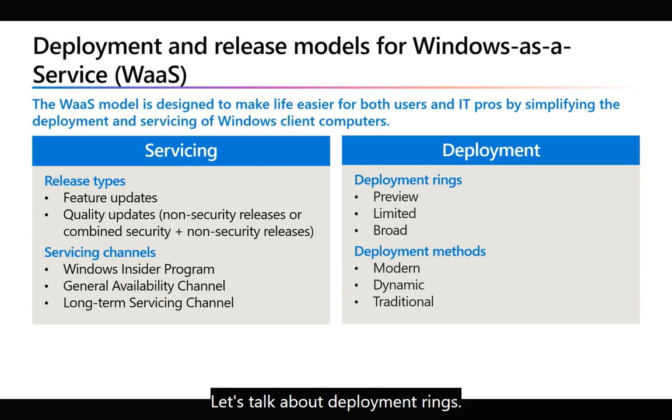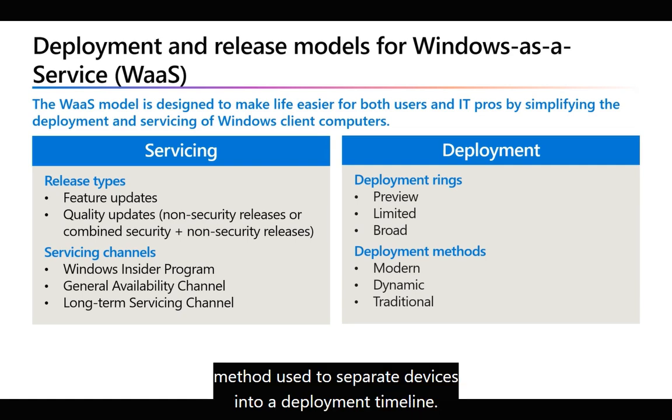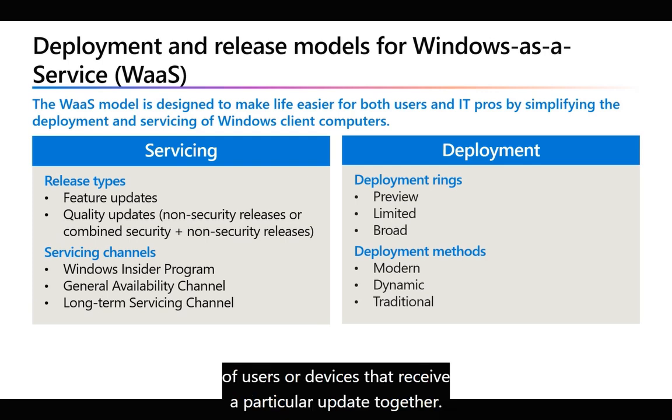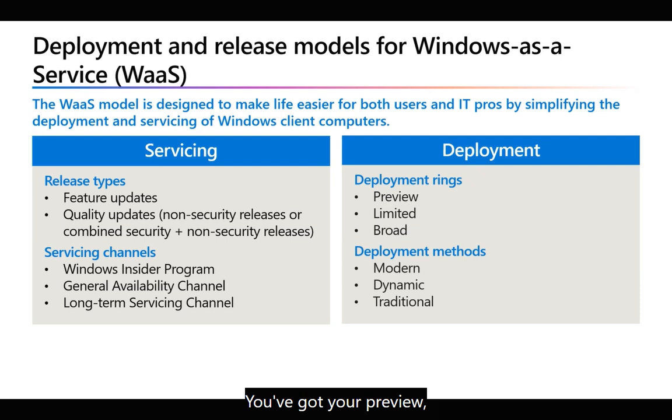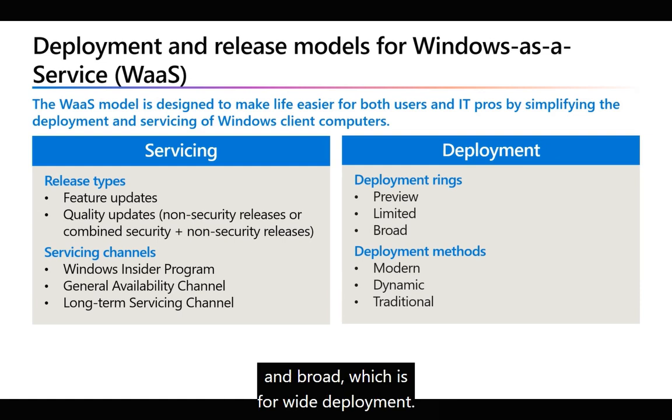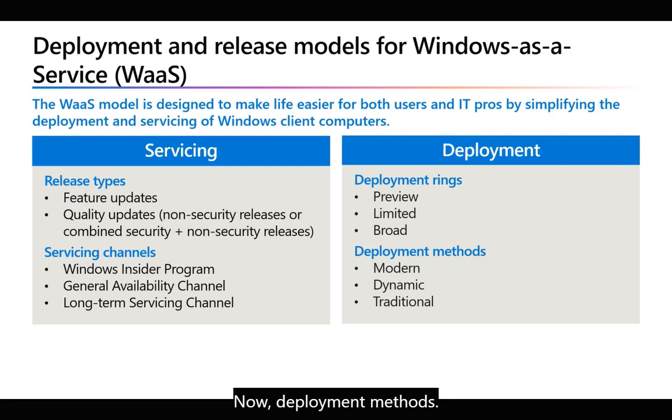So let's talk about deployment rings. Deployment rings are a deployment method used to separate devices into a deployment timeline. Each ring comprises a group of users or devices that receive a particular update together. A common ring structure uses 3 deployment groups. You've got your preview, which is for planning and deployment, limited, which is for pilot and validation, and broad, which is for wide deployment.